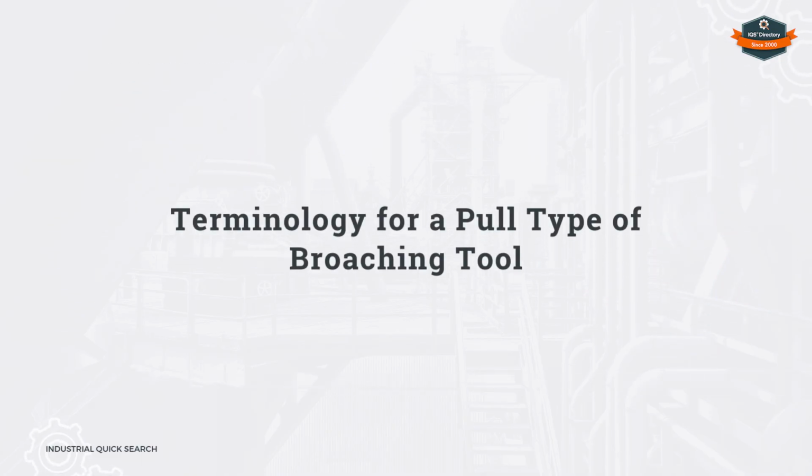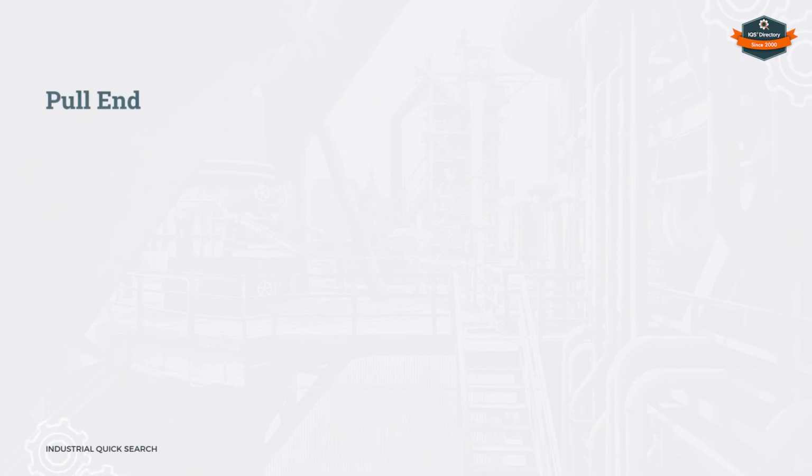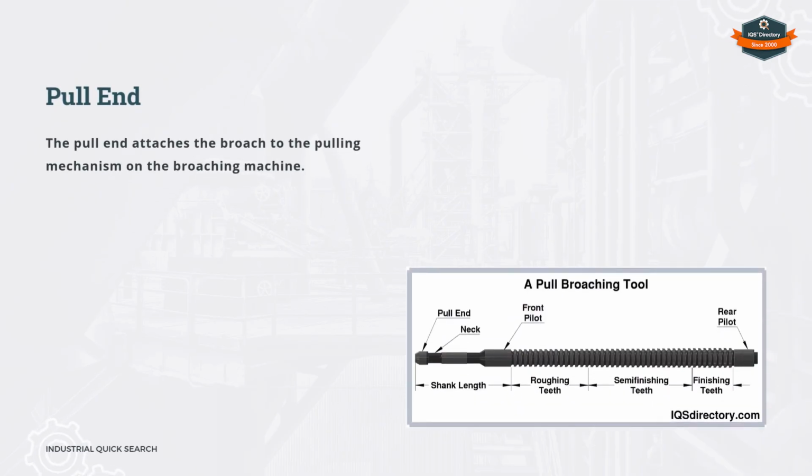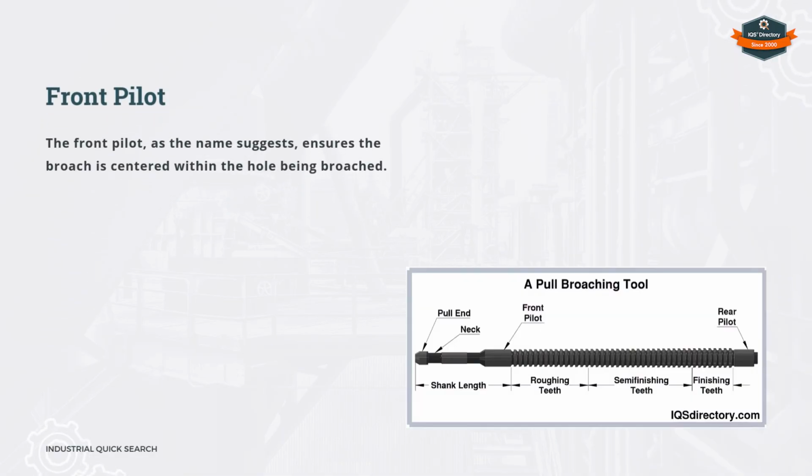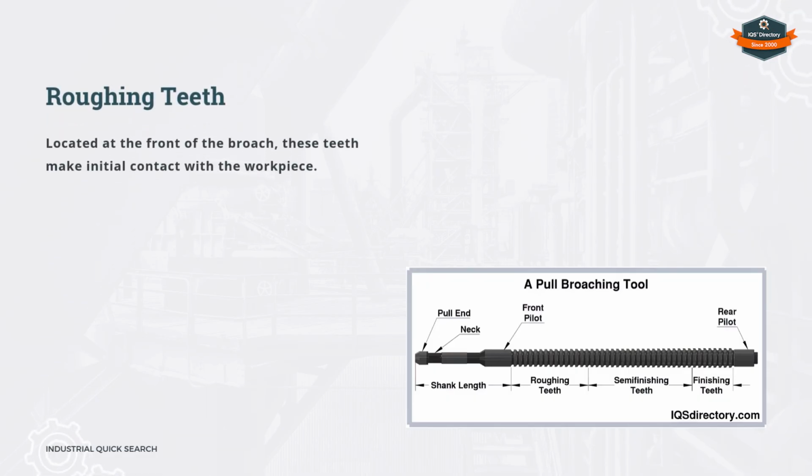Terminology for a pull type of broaching tool. Pull end. Shank. Front pilot. Roughing teeth.